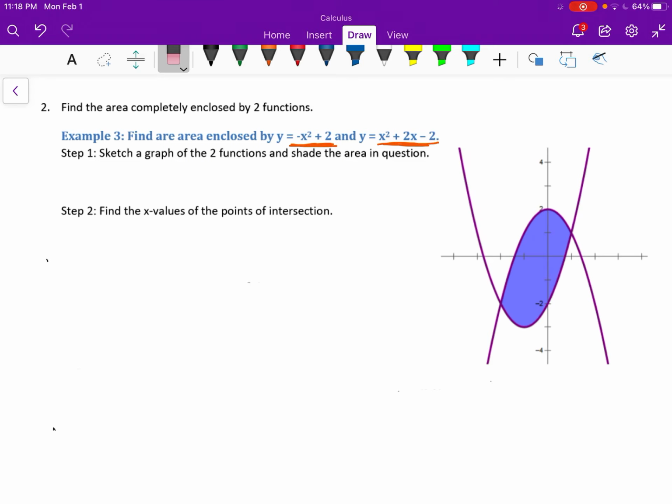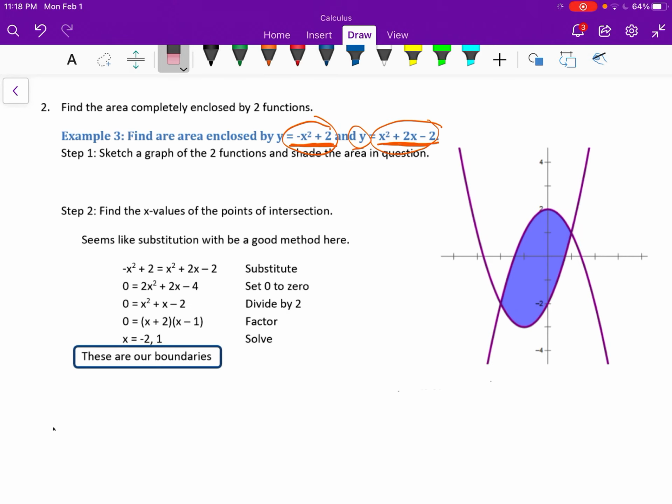So we have these two equations that I underlined in orange. Looks like substitution might be a good way to solve that, since it's y equals negative x squared plus 2 and y equals x squared plus 2x minus 2. So this has to be equal to this, and we can go ahead and solve that. So you'll see that work here.